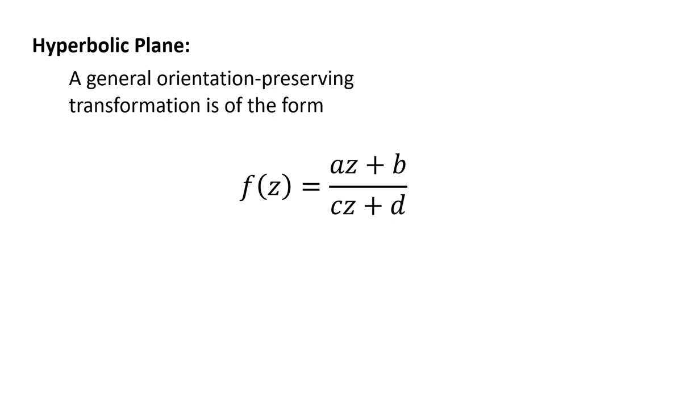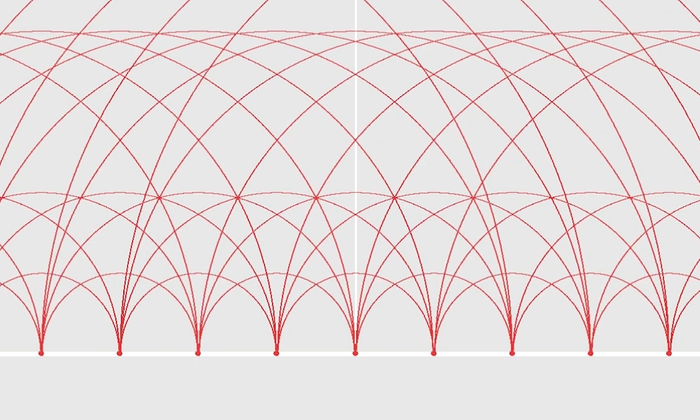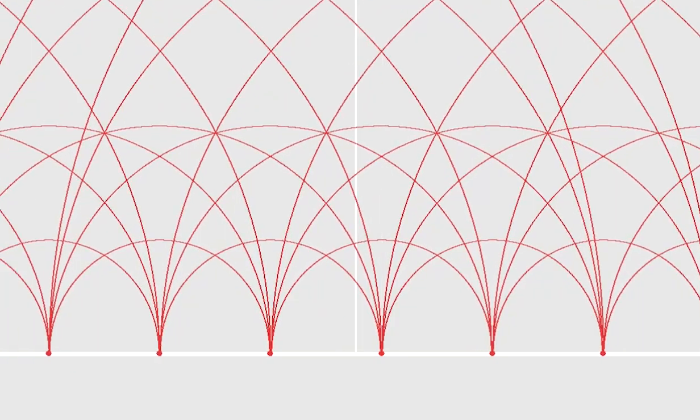For example, if c is 0 and d is 1, then the entire bottom half of the fraction is 1, and we are left with f of z equals az plus b, which is the Euclidean orientation preserving transformation of first scaling by a, then translating by b.